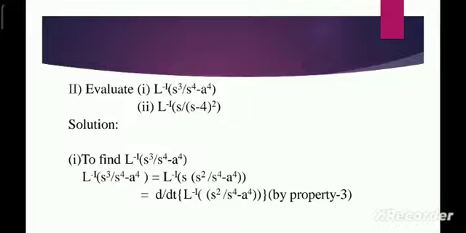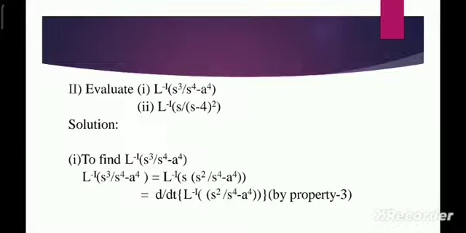Here I have taken two sets of questions. Here I am going to use property 3 to evaluate this. The first problem is to find L inverse of s cubed by s power 4 minus a power 4. The numerator s cubed is rewritten as s into s squared by s power 4 minus a power 4, in order to get the form L inverse of s f of s.